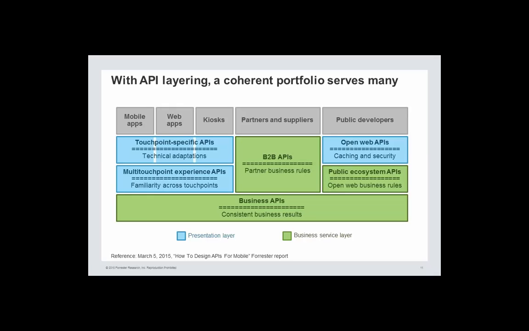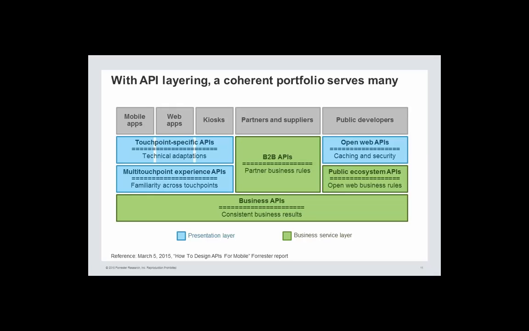And then when you go into public developers and such, maybe there's, again, some specific business rules that layer on top of your core business, but then maybe there's some additional, more presentation layer kind of functionality for caching, security, other things that again layer on top to provide some additional functionality and capabilities. So this is what I mean by a layered API strategy.